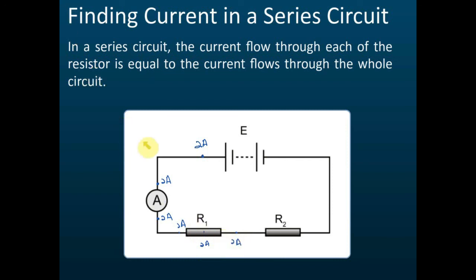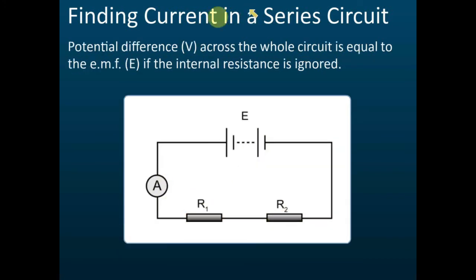So therefore, if they ask you to find the readings of the ammeter, you can find the current at any point, here or here, any point, and it will be the same. If the question asks you to find the reading of the ammeter, you can use this resistor to find your current, or you can use the other resistor, and you can also use both of the resistors to find the current. The reading will be the same, because the current is the same for the whole circuit.